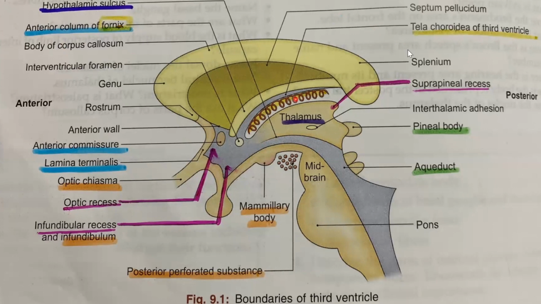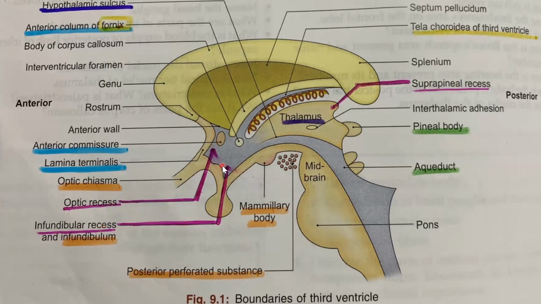First, if we talk about the boundaries of the third ventricle, this whole diagram is given in your anatomy books. So what I have labeled here with pink, those are your recesses which I have shown you: the suprapineal recess, the optic recess and the infundibular recess.